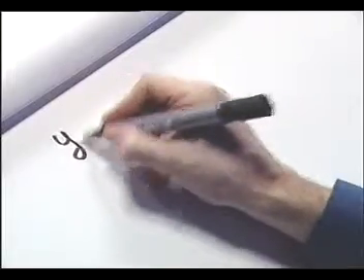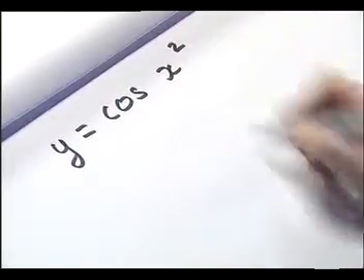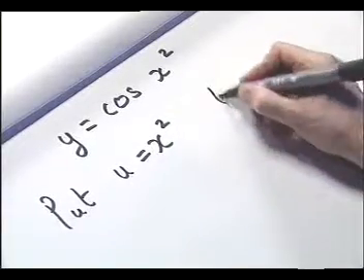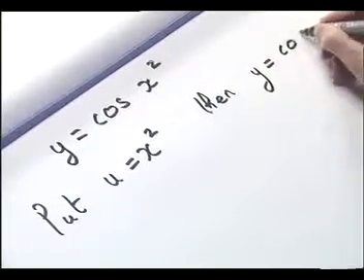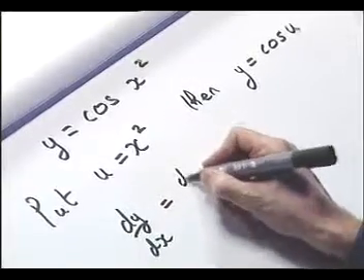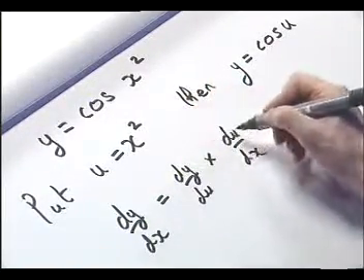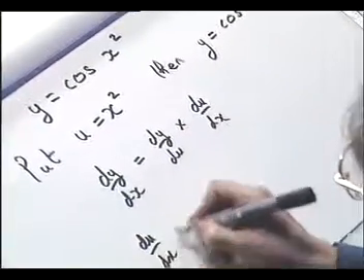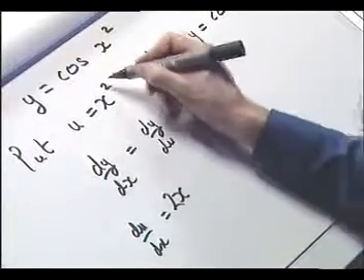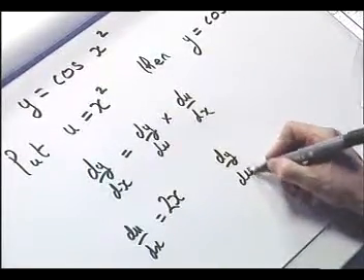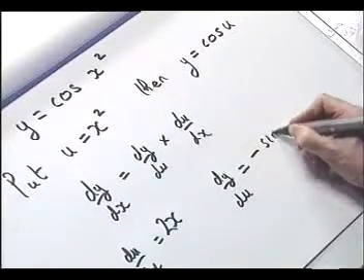And the first one we'll take is the very first example that we looked at, and that was y equals cos of x squared. So our first step was to put u equals x squared. And then y is equal to cos u. Now, the chain rule says dy by dx is equal to dy by du times du by dx. So we need du by dx. Well, that's 2x. We differentiate this. We multiply by the 2 and take 1 off the index. That leaves us 2x. And we need dy by du. And the derivative of cos u is minus sine u.